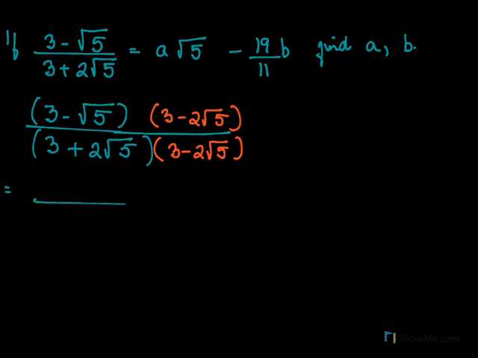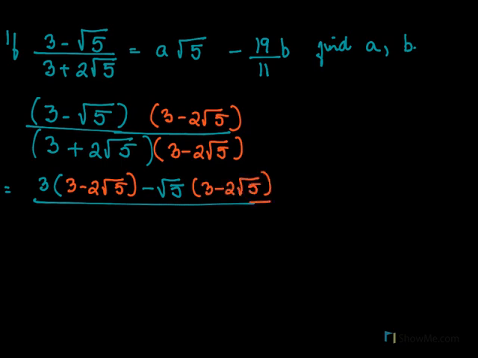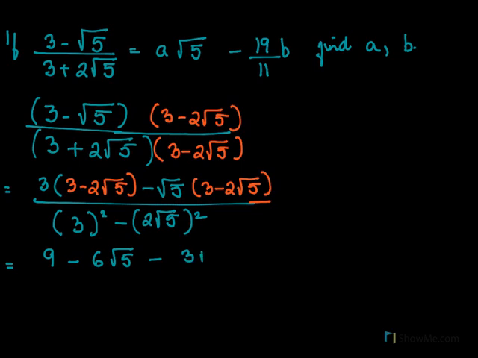Now in the numerator, we've got to open the bracket, which means it is 3 into that whole bracket, which is 3 minus 2 under root 5, plus minus under root 5 into the whole bracket again. That is 3 minus 2 under root 5. Denominator a plus b, a minus b, a square minus b square. Now on opening the bracket, 3 into 3 is 9, 3 into 2 root 5 is minus 6 root 5. This also will be minus under root 5. This will be plus 2 into 5 and that will be 10. Over, this is 9. 2 under root 5 into 2 under root 5 is 20.